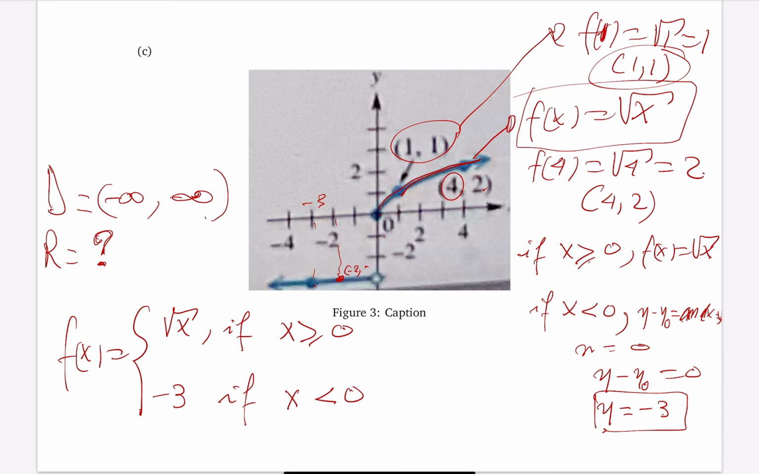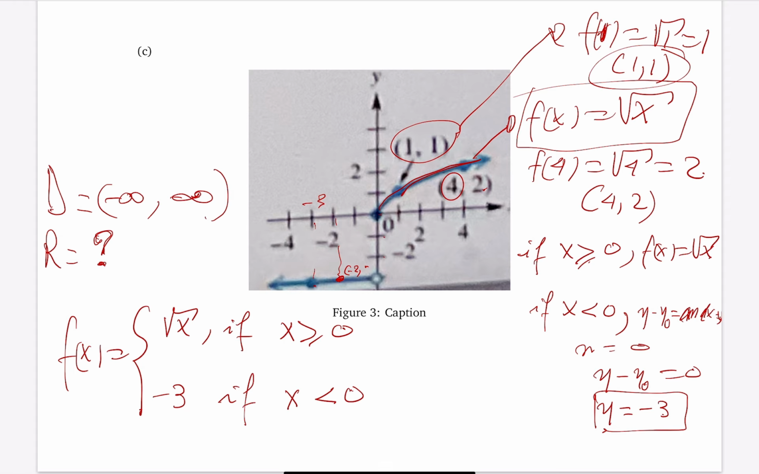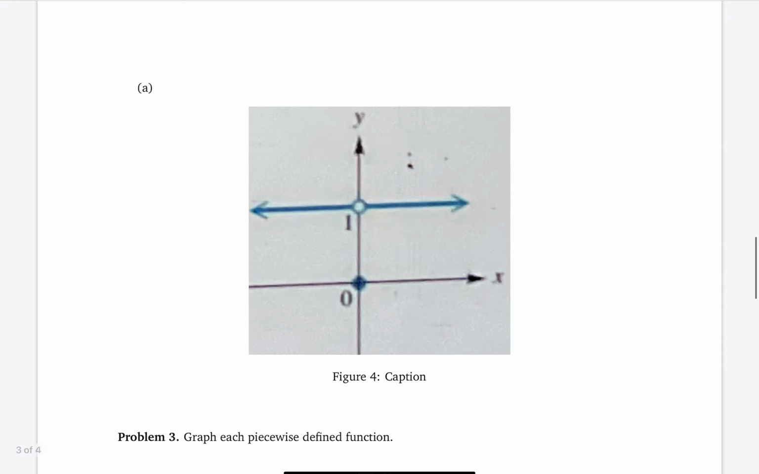Good. And now let's do the next one. The next one is this one. This one will be the same thing, and you have to find the x and y. Here is open, here is closed. Be careful. That point also belongs. And you have the range. If you check here how the piecewise function will look.